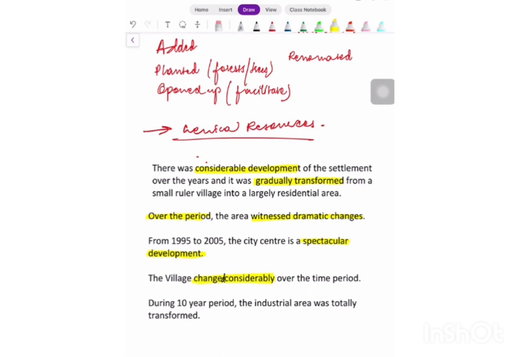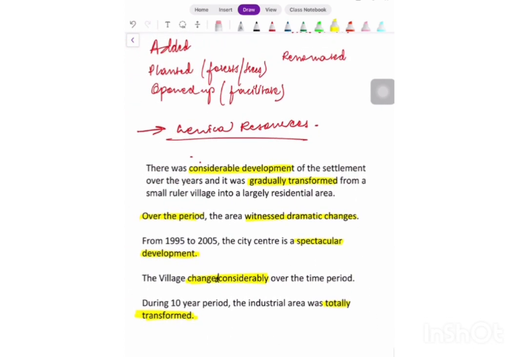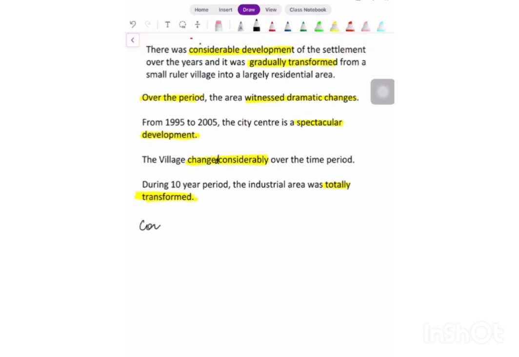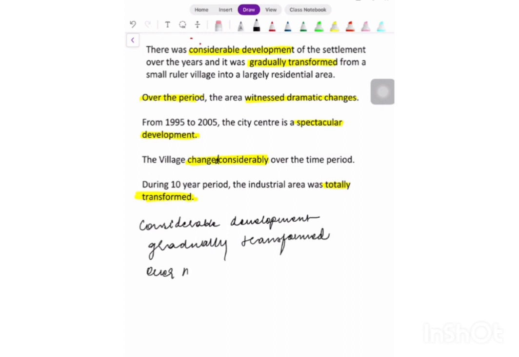या फिर over the past 20 years the residential area was totally या completely reconstructed. या फिर over the time period the old docks were totally redeveloped. या फिर between 1995 and 2005 the old houses were rebuilt. The central business district was completely modernized. तो ऐसे सारे words we can use them universally.